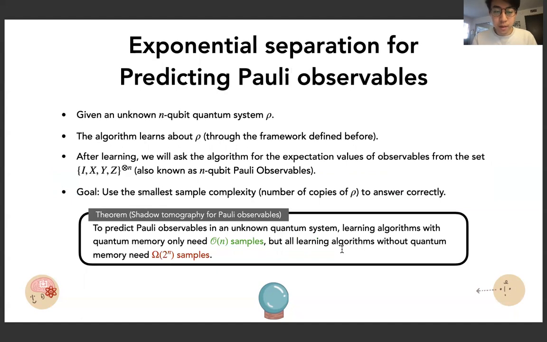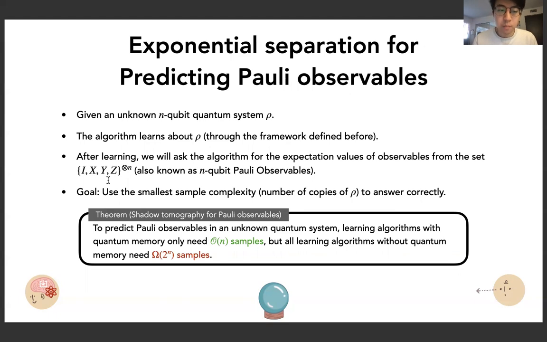We can also prove a similar theorem under a specific set of observables called the Pauli observables. So Pauli observables are observables that can be given as the tensor product of the Pauli matrices, that is I, X, Y, or Z. These kinds of observables are very important in quantum mechanics and quantum computing, as well as in quantum chemistry, etc. And again, the goal in this task is to use the smallest sample complexity to be able to predict the expectation values of all of these Pauli observables, which has a total of 4^n of them.